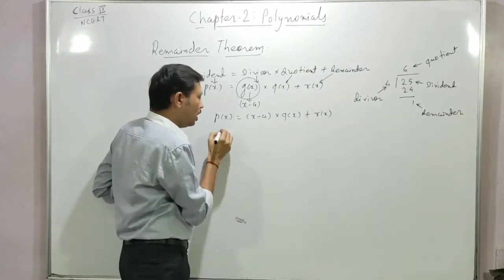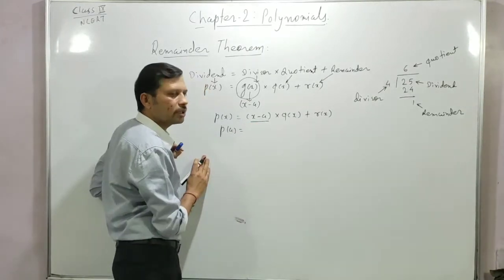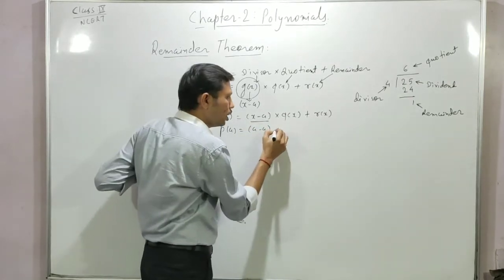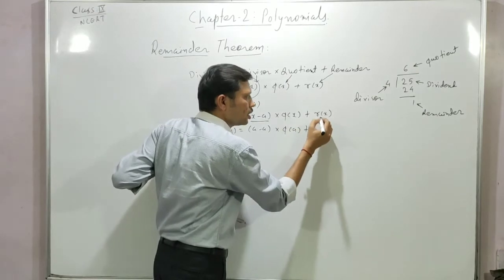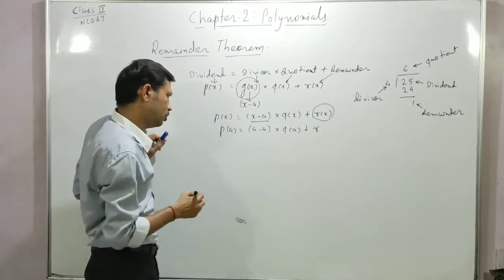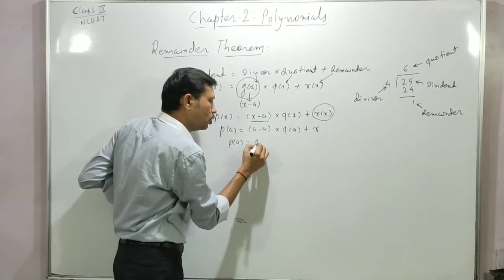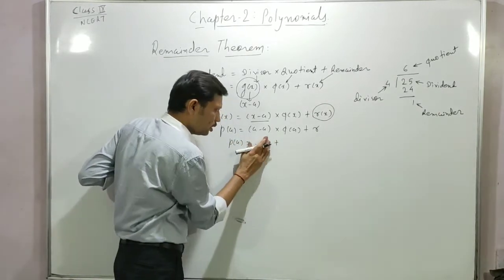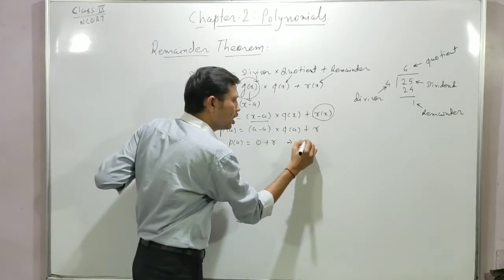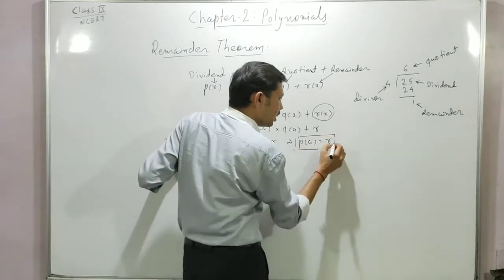So when I replace x here with the value a, because we are dividing by x minus a, a minus a becomes 0 into q of a plus, as a constant, the remainder we take, which we are considering as remainder r. So a minus a becomes what? 0. So p of a is equal to 0 times q of a plus r. Okay. So what remains? r. So ultimately p of a is equal to what? r. That means p of a will be considered as what?